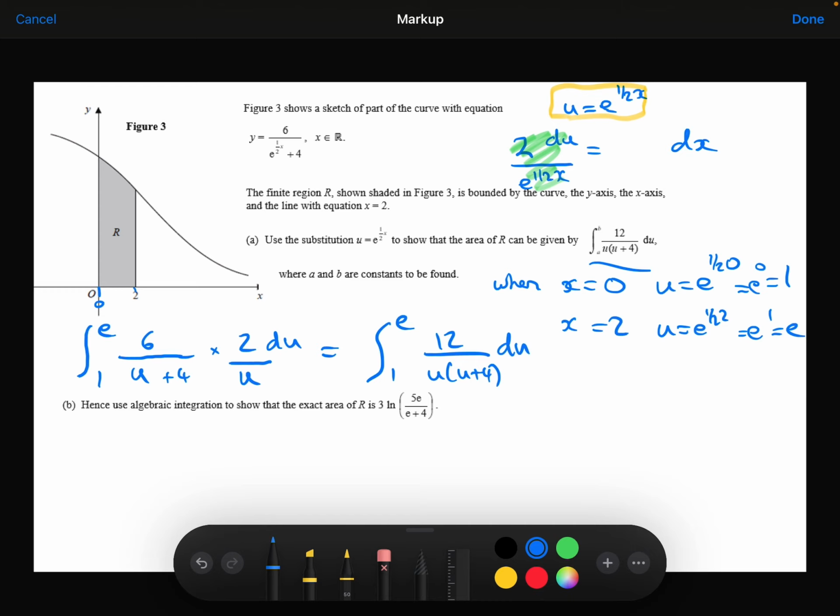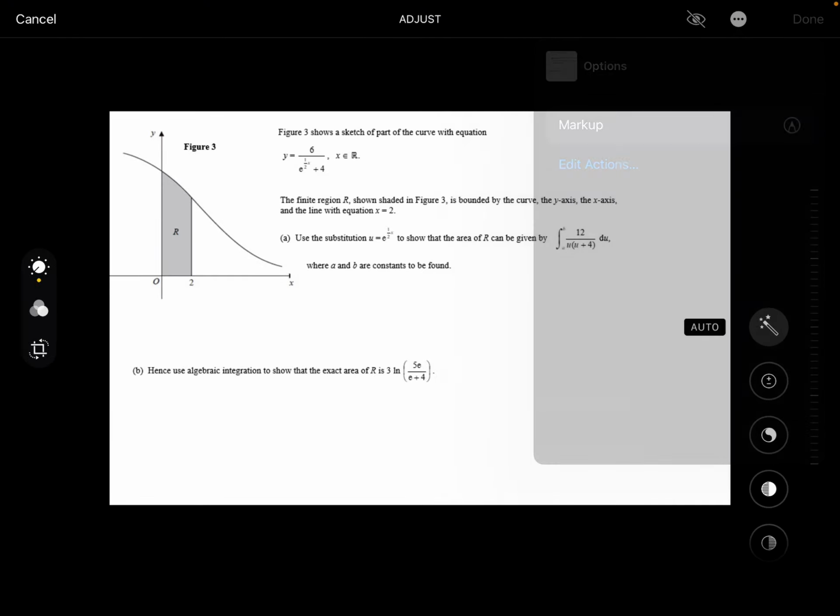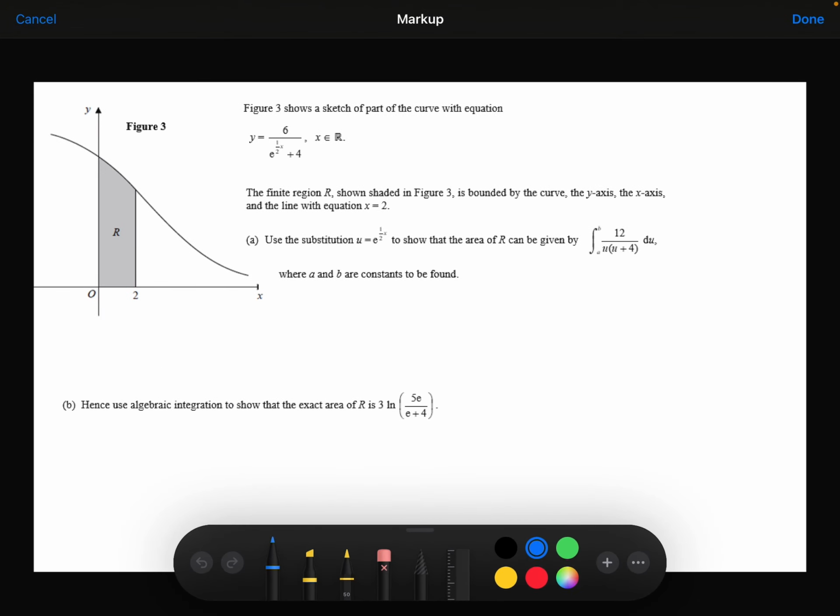And we're now going to move to part B, where it says, hence use algebraic integration to show that the exact area of R is 3 ln 5e over e plus 4.